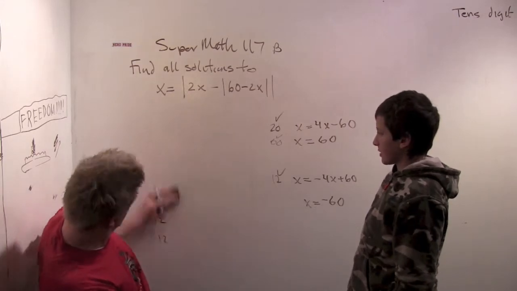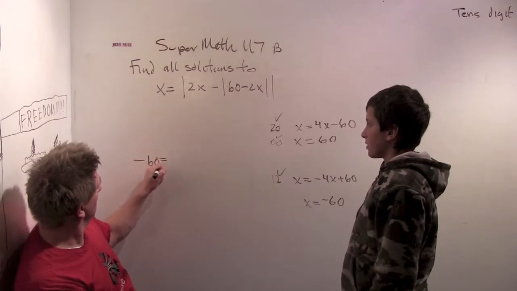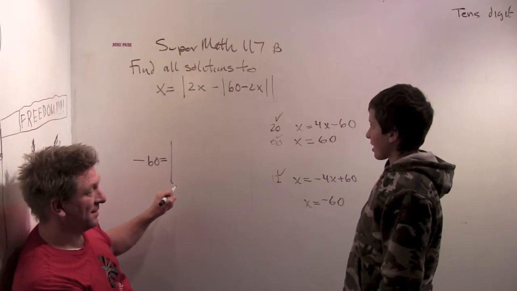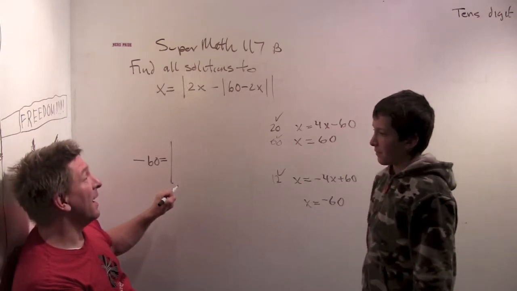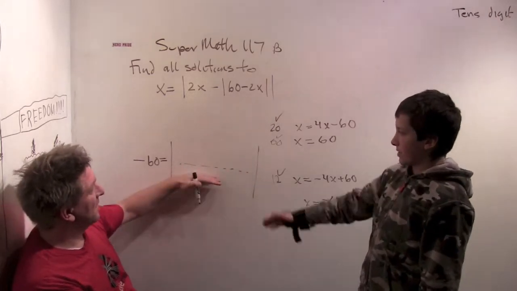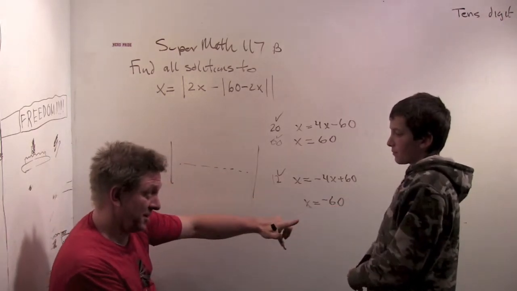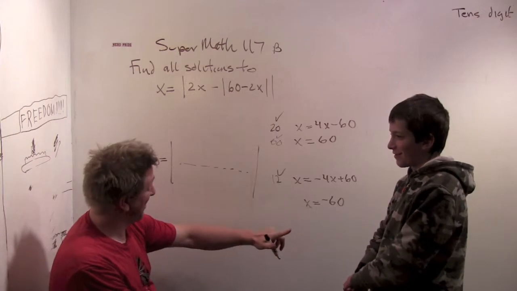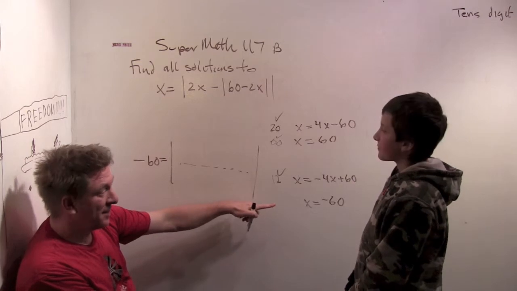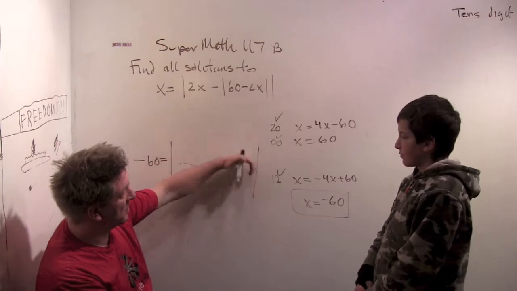Okay, what about the last one? X equals minus 60. So minus 60 equals, this one can't work. Why not? Because absolute values are always positive. So whatever's inside of here is going to be positive. But this is not positive. Are you sure? Yeah. Are you double sure? Yeah. Are you positive? Okay, that can't work.